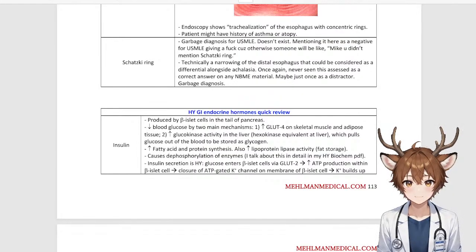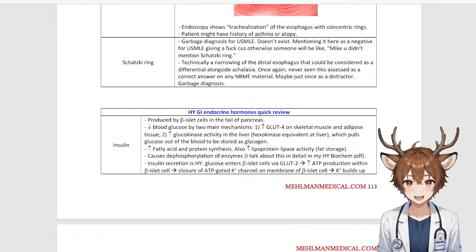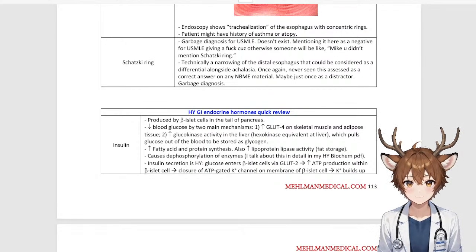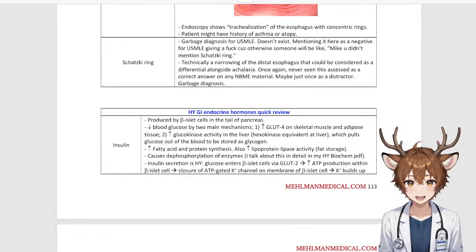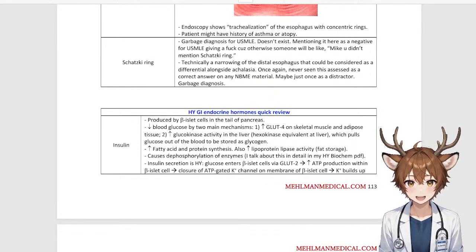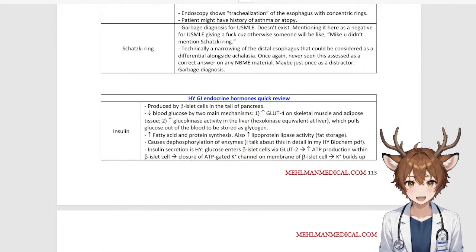Schatzky's ring. Garbage diagnosis for USMLE, it does not exist. Mentioning it here as a negative for USMLE caring because otherwise someone will be like, Mike, you didn't mention Schatzky ring. Technically, a narrowing of the distal esophagus that could be considered as a differential alongside achalasia. Once again, never seen this assessed as a correct answer on NBME material, maybe just once as a distractor. Garbage diagnosis. So if you see Schatzky ring on an NBME exam, that's probably not the answer. You can just probably ignore that and cross it off, okay?